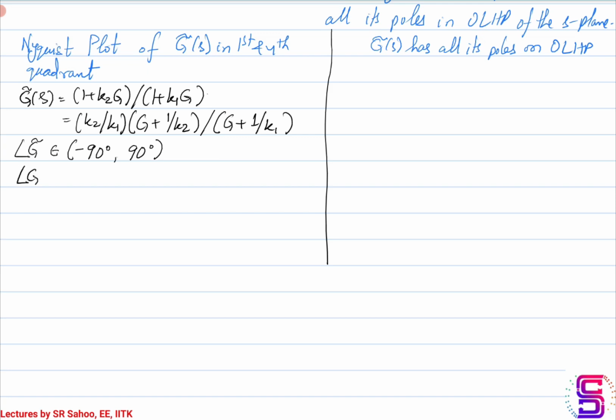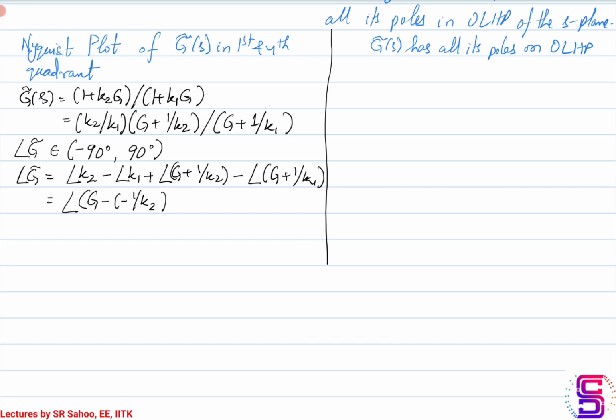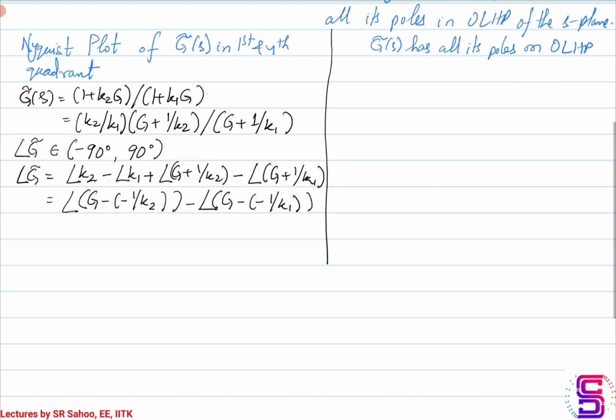Also, from the expression of G tilde, we know that the angle is the angle because of K2 minus angle because of K1 plus angle because of the transfer function G plus 1 by K2 minus angle because of the transfer function G plus 1 by K1. Now, K2 and K1 being positive quantities, their angles are going to be 0, and I can express the remaining as G minus of minus 1 by K2 subtracted by G minus of minus 1 by K1. Before we look into the condition that will arise, let us see what this G minus of minus 1 by K2 essentially means.